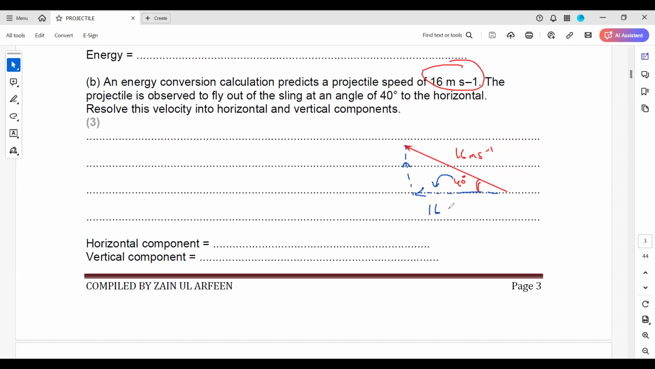So this will be 16 cosine 40. Opposite to the angle will be 16 sine 40. So we just have to calculate the horizontal and the vertical components here. Simplify: the horizontal component of the velocity will be equal to 16 cosine 40, and write the answer here. And the vertical component of the velocity will be 16 sine 40. Write the answer here. Okay.